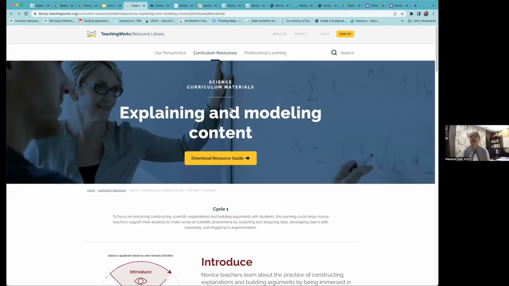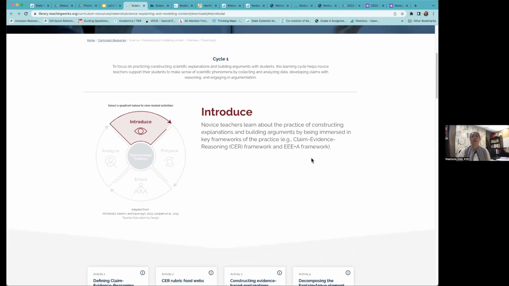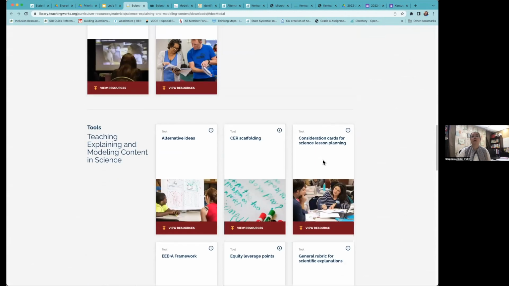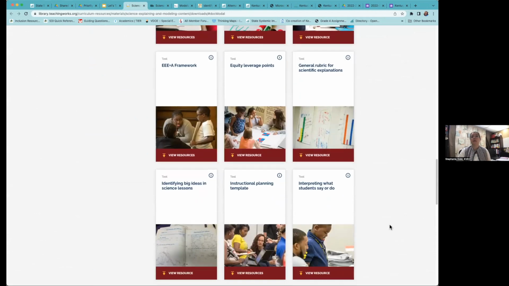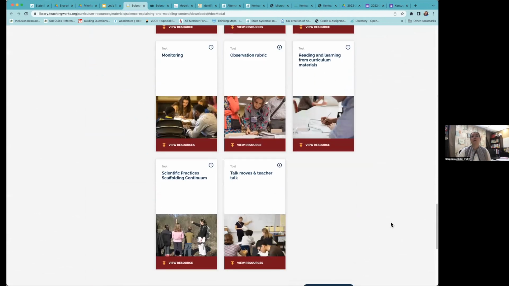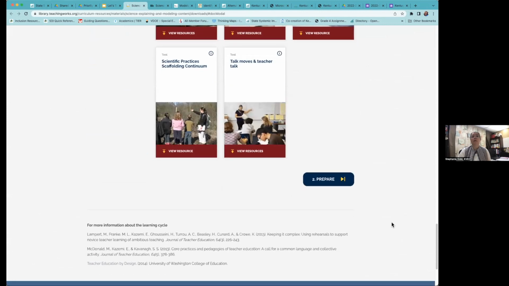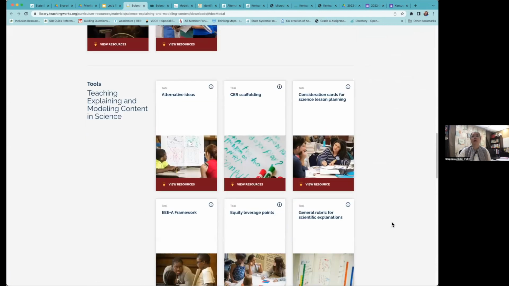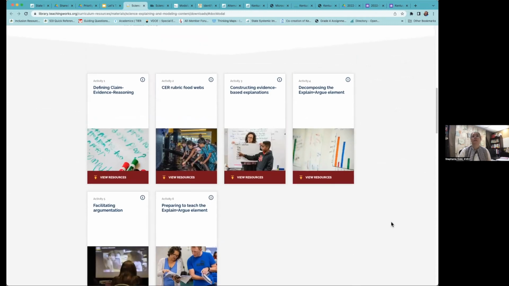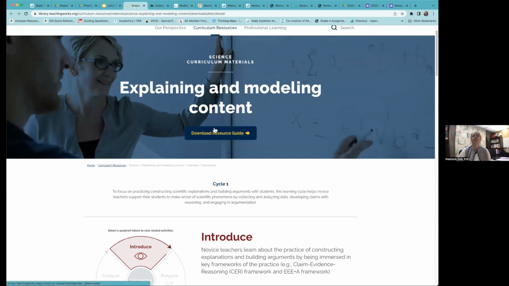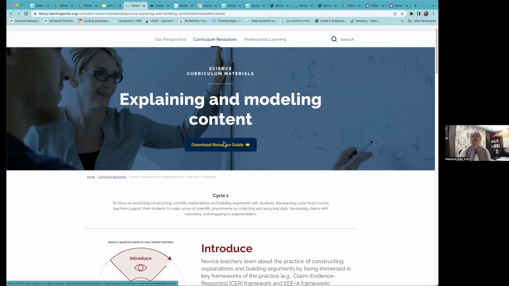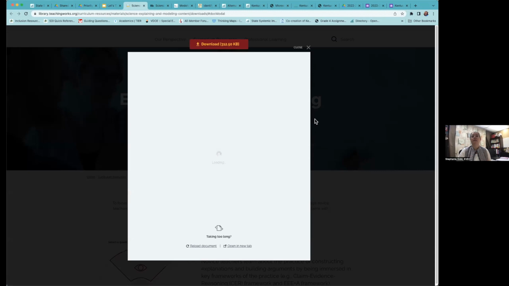So let's look at using this explaining and modeling content. Of course, we're going to introduce it. You go down. This is all about modeling and those kinds of things and using rubrics. So you'll see when you get here what this is all for. I want to look for the claim one. Oh, this is part of it. You've got to download this resource. So in this resource is where you'll find it.